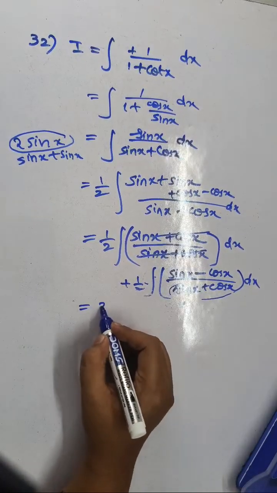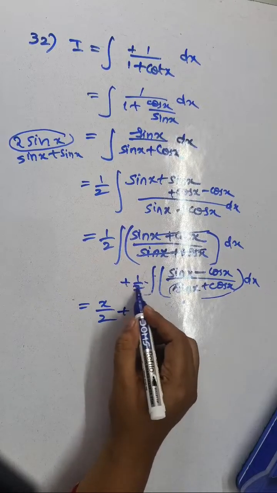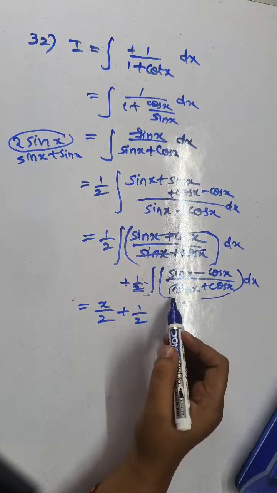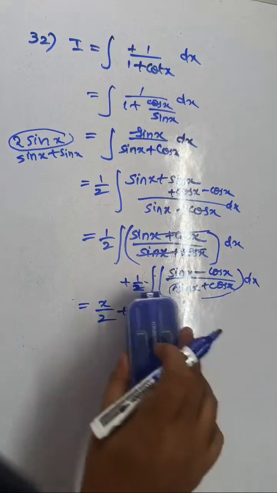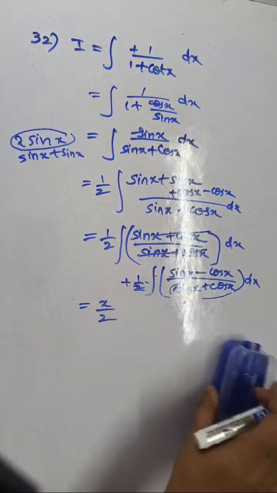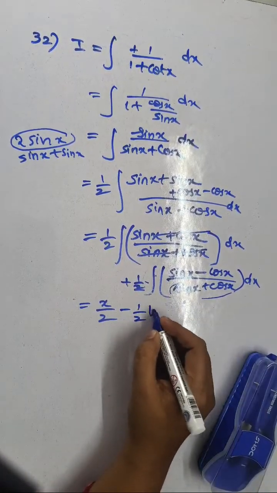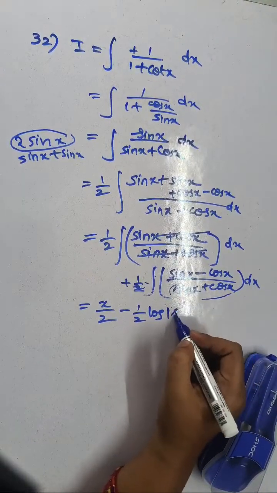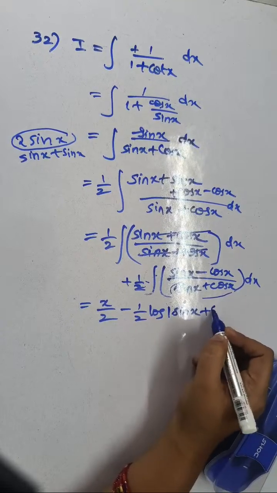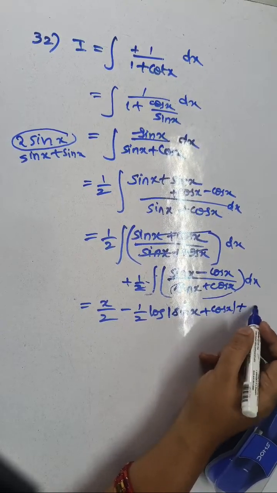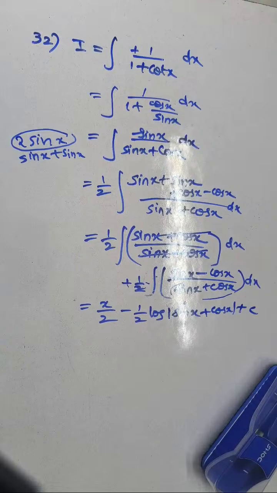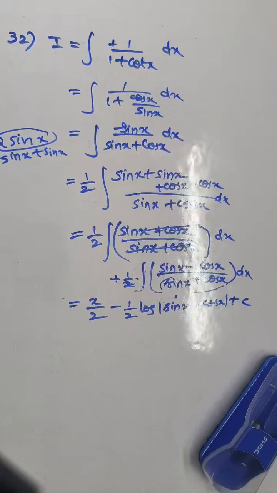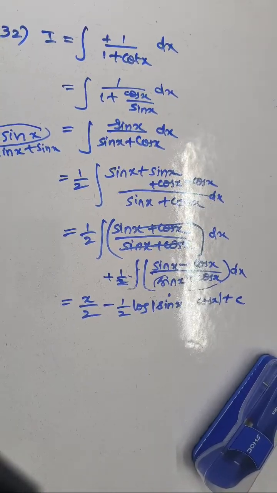So the first term is x by 2 and plus 1 by 2. Here you have minus, yeah. So now we'll write it as minus 1 by 2 log t. In place of t, it can be written as sin x plus cos x plus c. This is the required answer. Is that clear?